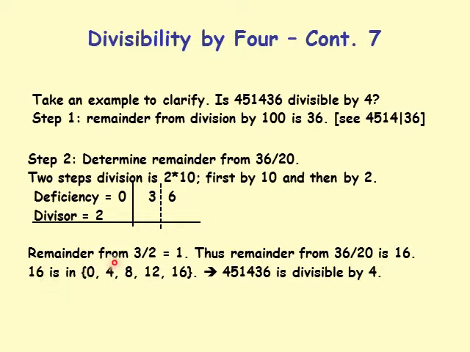451436. 16 is also in this list of divisible numbers: 0, 4, 8, 12, 16. This is the multiplication table for 4: 4 times 1, 4 times 2, 4 times 3, and 4 times 4. And this 0 here is 4 times 0. A remainder of 0 means it's divisible, and this remainder also says the number is divisible by 4. So 451436 is divisible by 4.